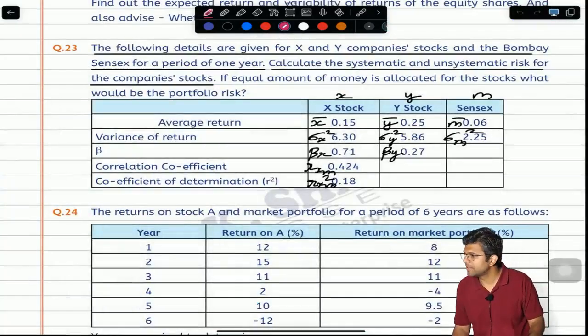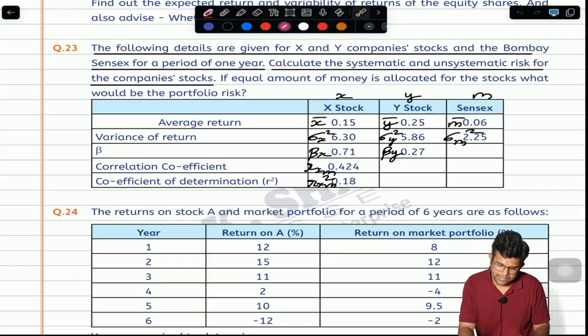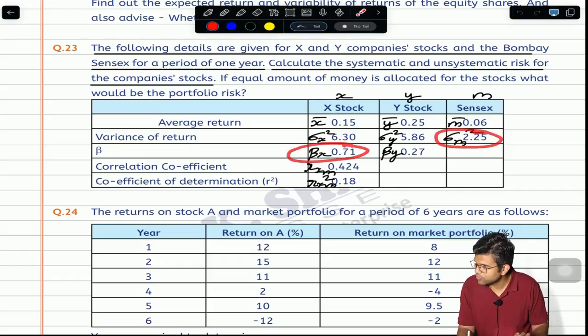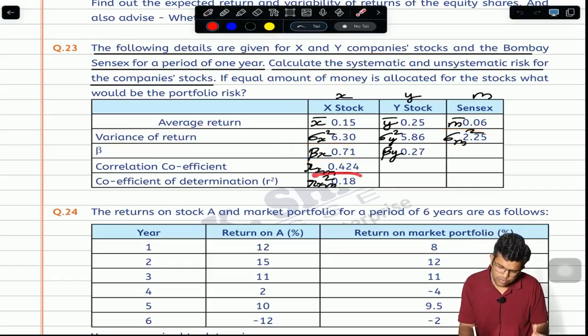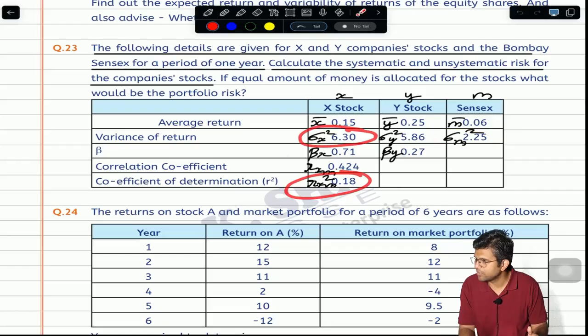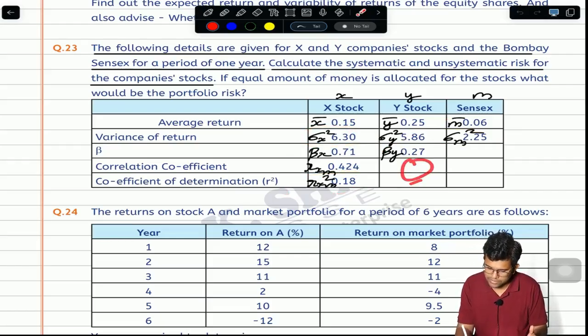Do you realize in this question, students, look at the screen. Can I say to find systematic risk, I can use beta into sigma m, that formula I'll of course use. I can also use r square into variance. Both are the same only. For Y, however, we can only use one formula because that second part, the information, is not available. Done?